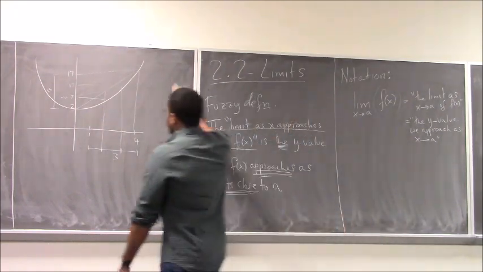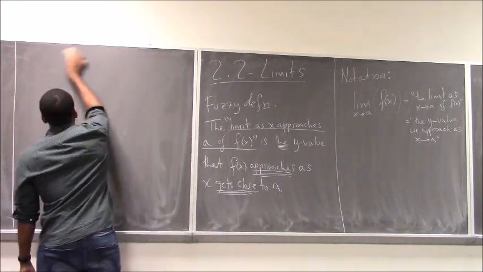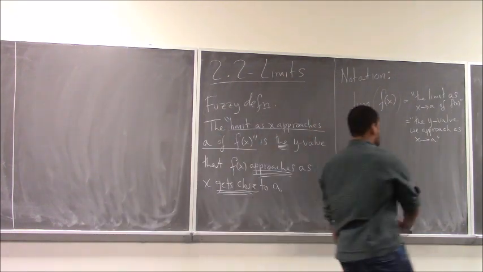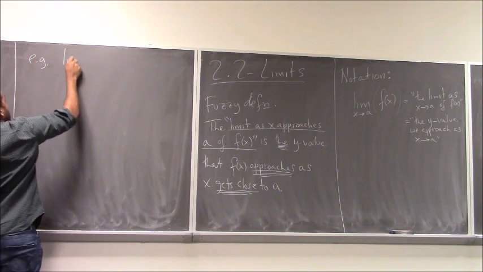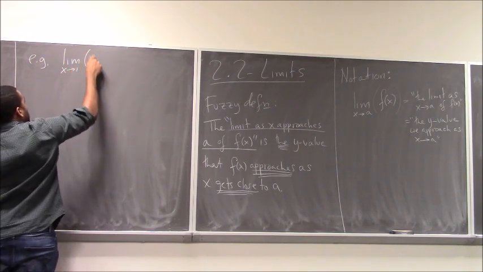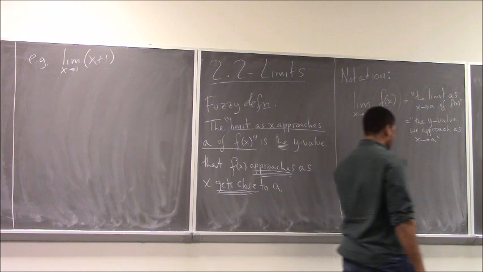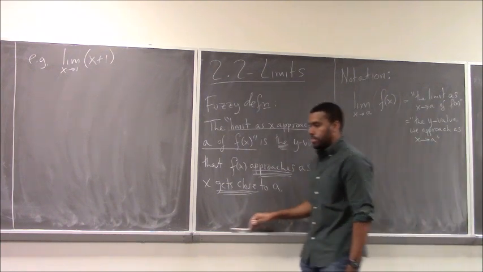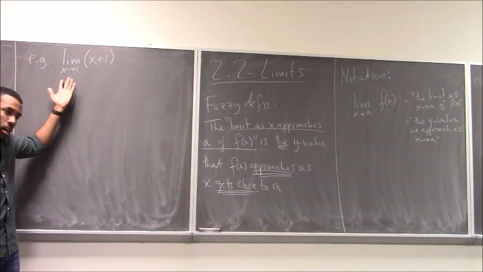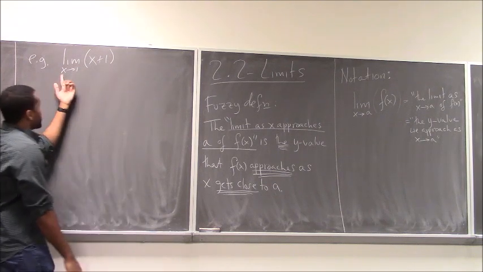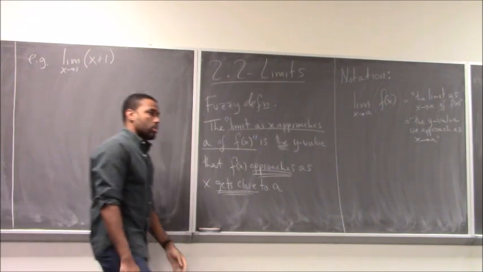Okay, so let's learn how to deal with these things by jumping into some examples and seeing what we can come up with. So here's an example. The limit as x approaches 1 of the function x plus 1. So in other words, when I write that down, what you should be thinking of is when x gets close to 1, what is the function x plus 1 getting close to? The y values of this one.